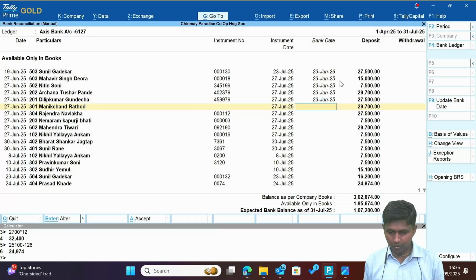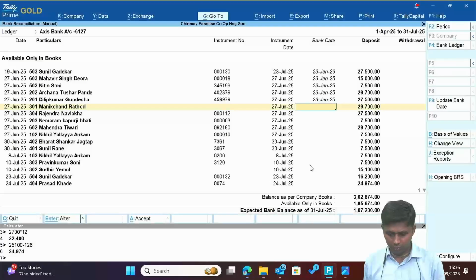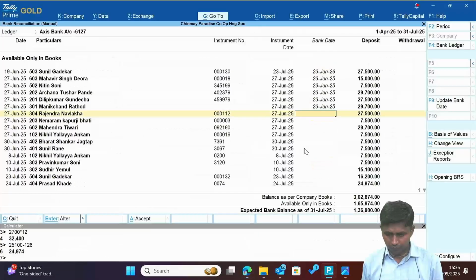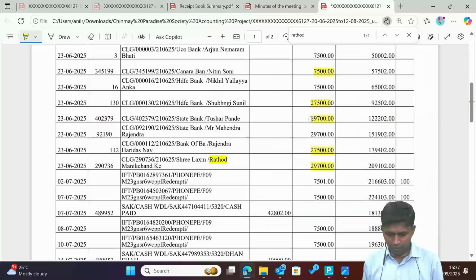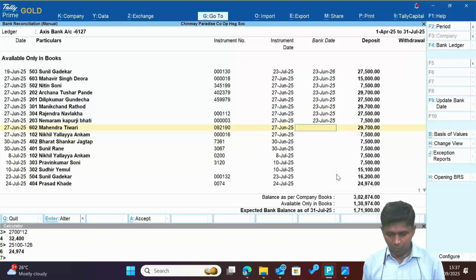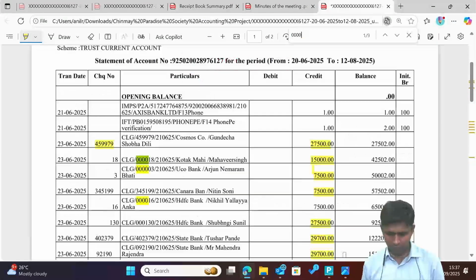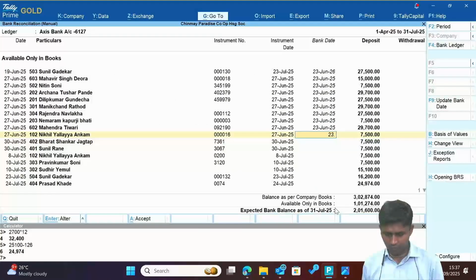Then after that, we don't have a reference number, but we can easily check the name also. 23rd June. Then after this, now look, this is the number 112, 23rd June. Then 7,500, 23rd June. Then 27th June, Tiwari 092,190. Then income, your reference number 16, 23rd June.